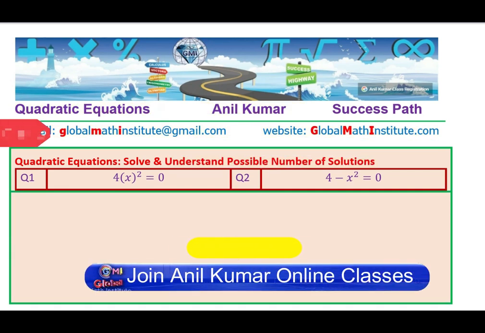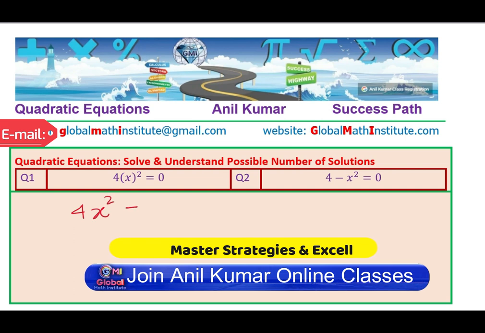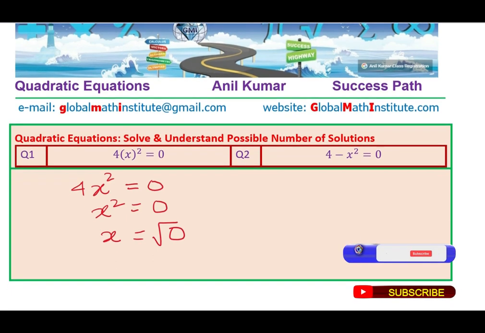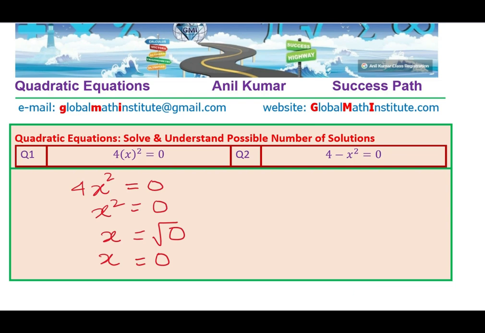Here we have 4x squared equals 0. Let's rewrite it: 4x squared equals 0. Now clearly x squared should be 0, and x will be the square root of 0. As you know, 0 is neither negative nor positive, but we consider it as non-negative. So there is only one solution, which is x equals 0. Is that clear to you?